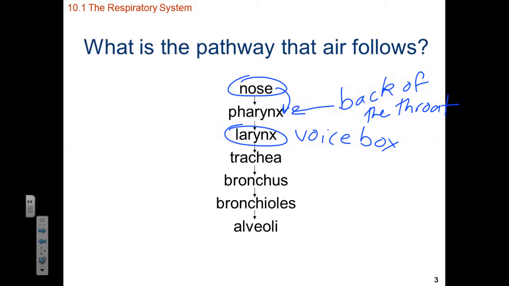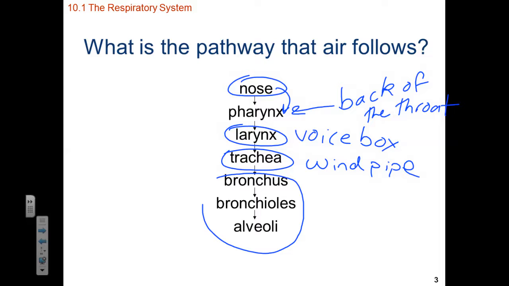After the larynx, we're going to go to the trachea. This is commonly referred to as the windpipe. After our trachea, we're going to go to the lungs. Our lungs are going to contain bronchi, bronchioles, and alveoli.